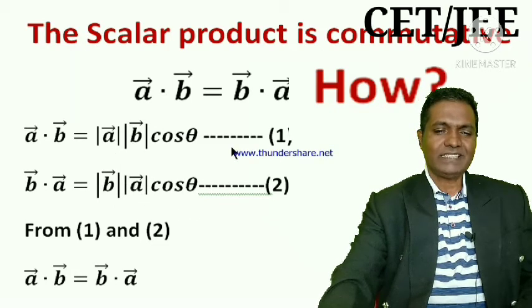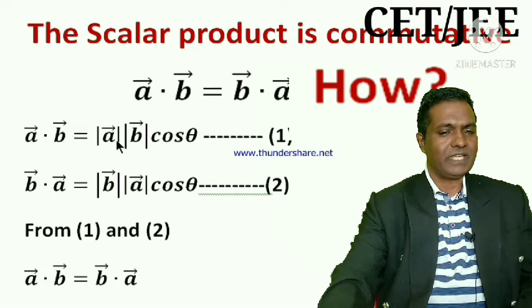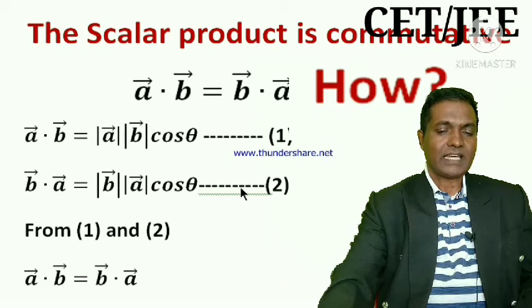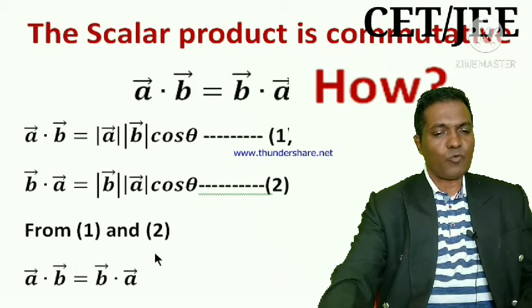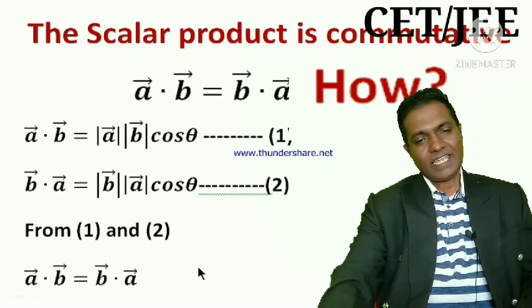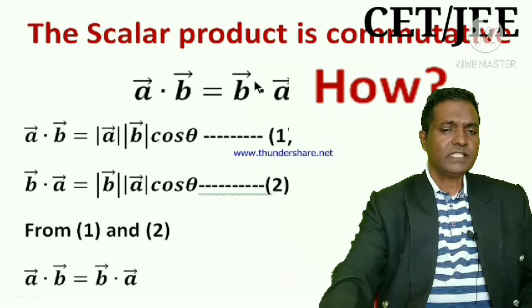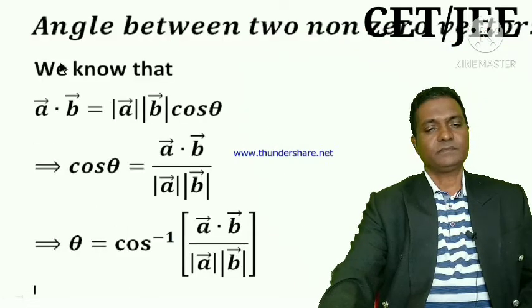So comparing these terms on the right hand side, they are equal. Cos theta, magnitude of b, magnitude of a. So here the right hand side of equations 1 and 2 are equal. So you can conclude from 1 and 2 that vector a dot b is always equal to vector b dot a. So this is one of the important properties of this dot product. We'll be seeing much more on this.